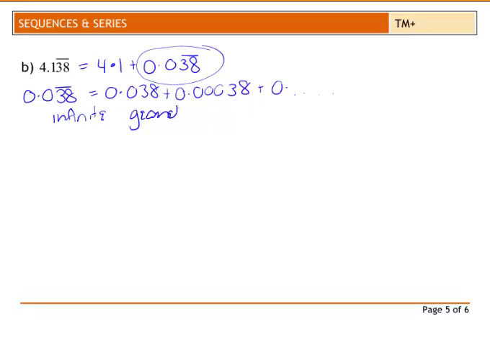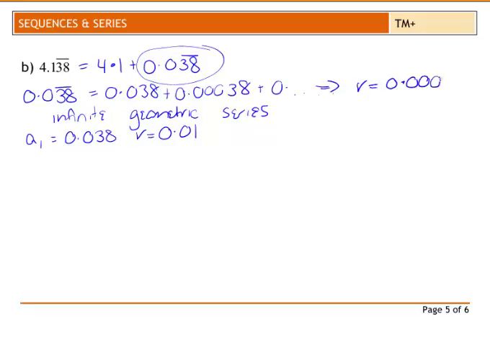I'm identifying that, and you have that A1 is 0.038. Now R in this case is 0.01. Again, R is going to be 0.00038 divided by 0.038. If you can't see what R is, use your calculator to plug it in and work it out. So from there, write out my formula and plug in what I have.